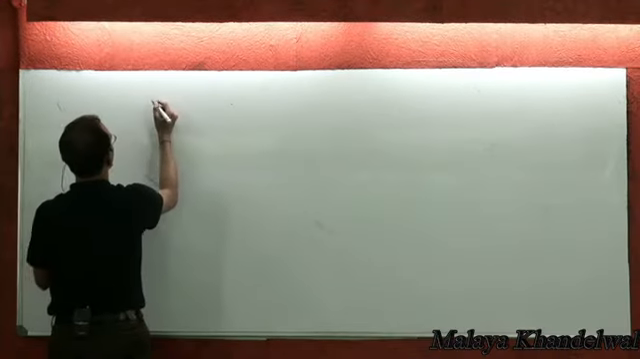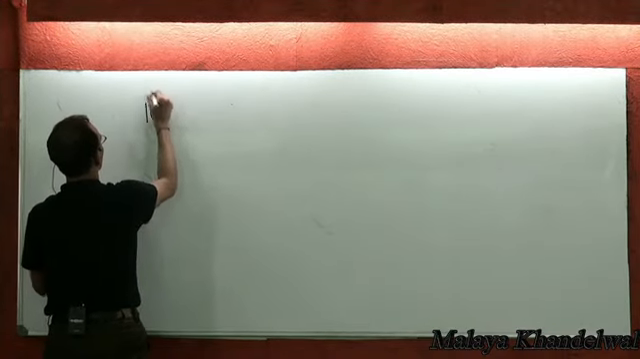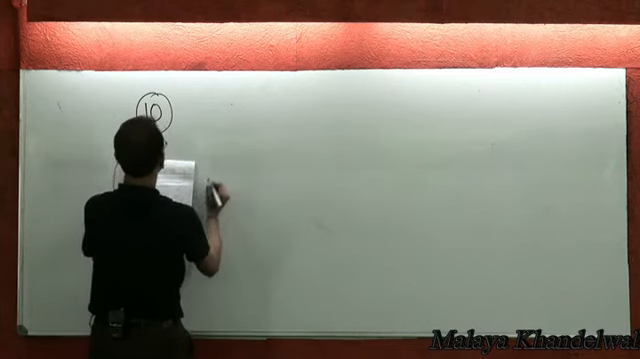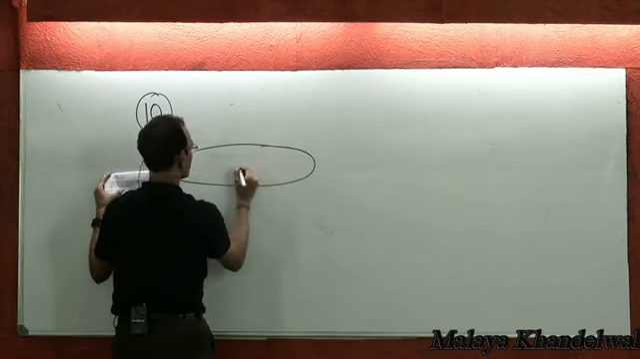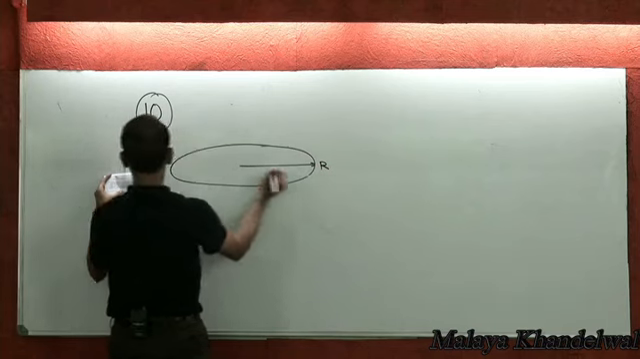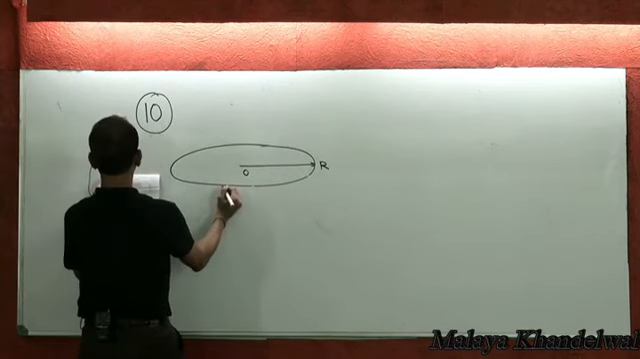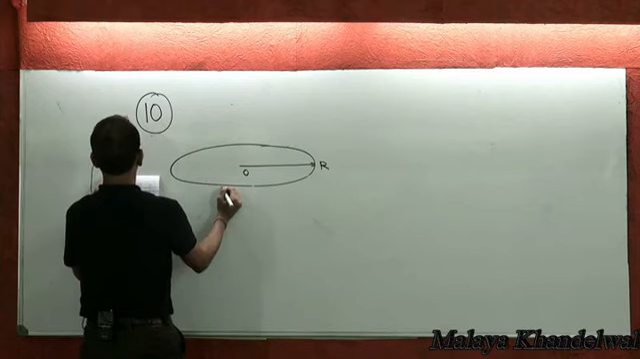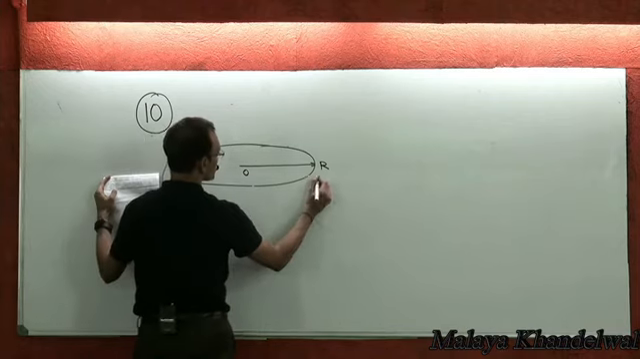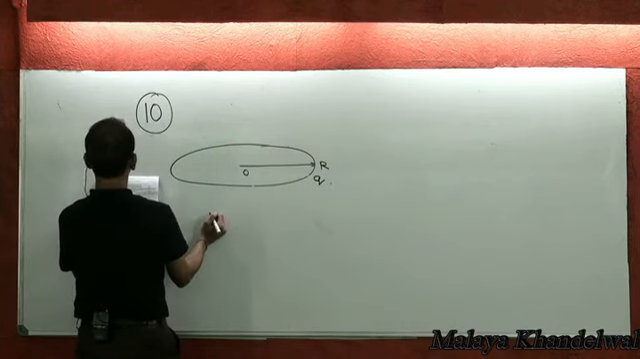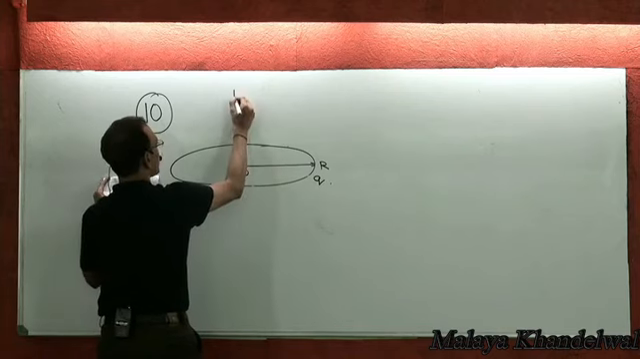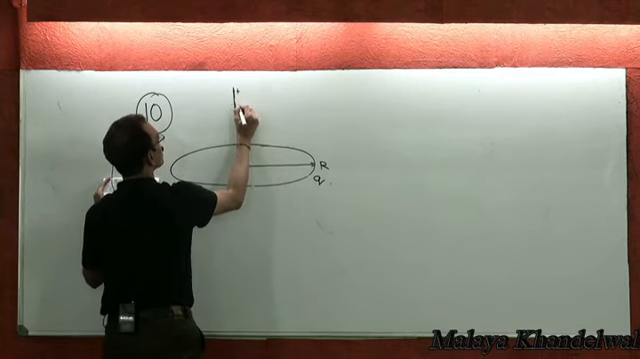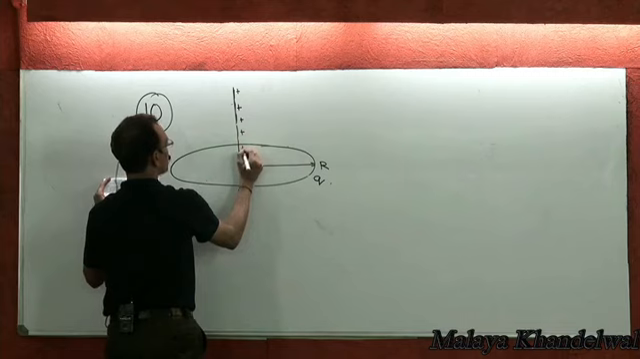Problem 10. There is a thin charged ring of radius r centered at O. The total charge on this ring is Q, uniformly distributed, and we have an infinite line of charge like this. This is an infinite line of charge with linear charge density lambda.